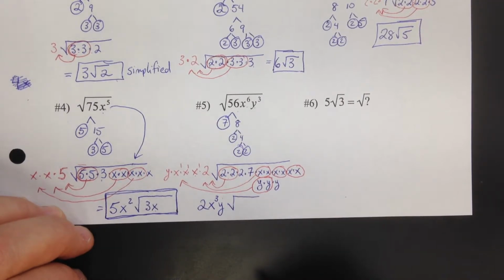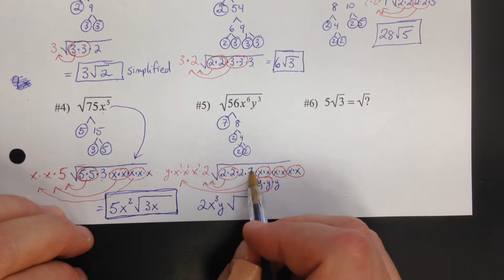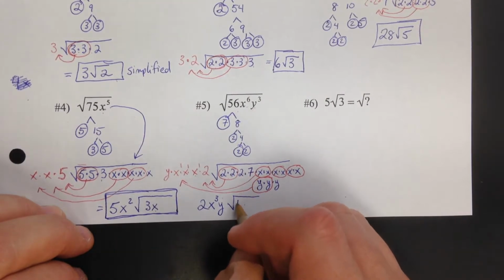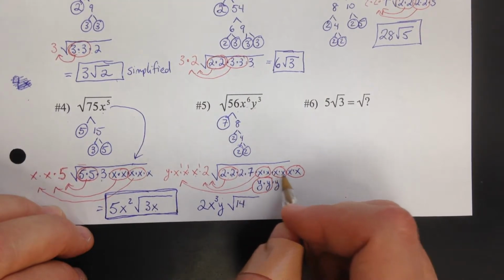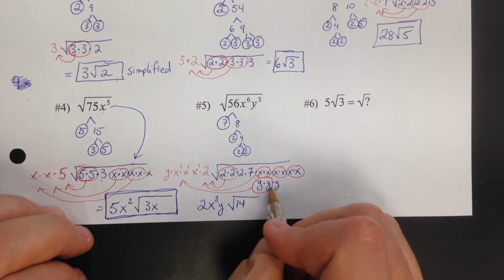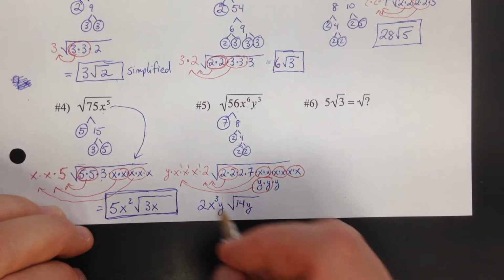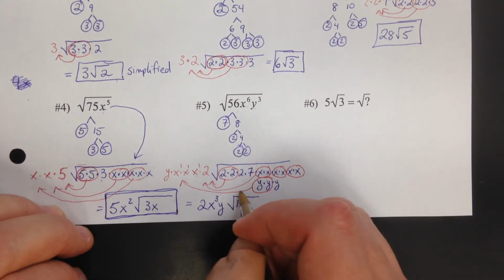square root. Now whatever's left over stays underneath. 2 times 7, I'm going to multiply that, that's 14. We took out all the x's because it was an even number. So the x's are gone, but we still have a y underneath. So square root 14y, and that is your answer.